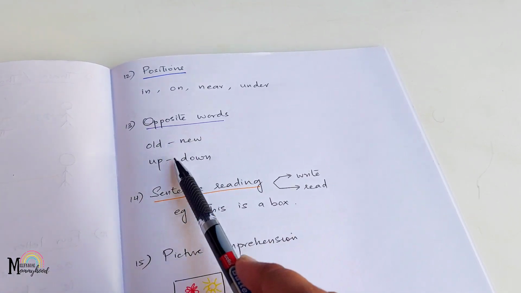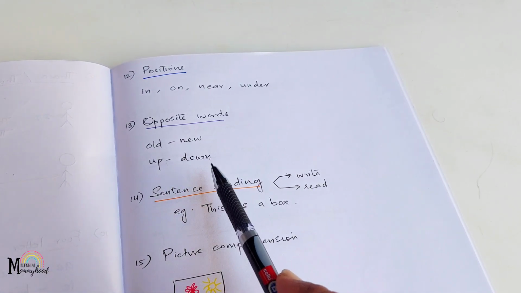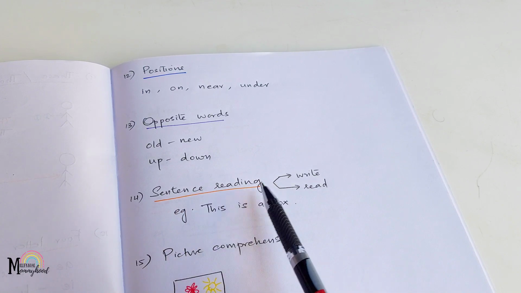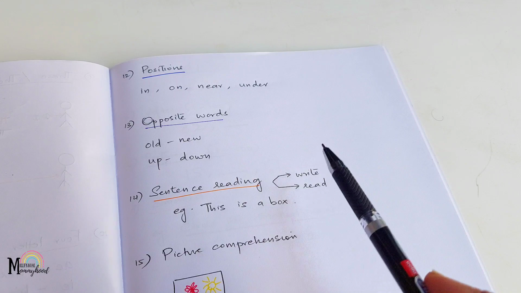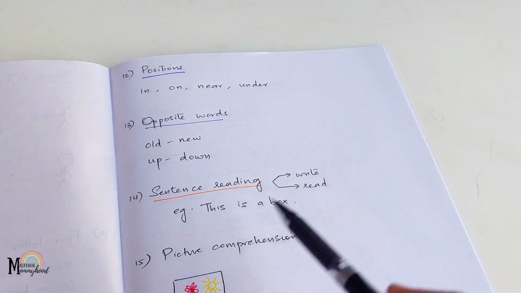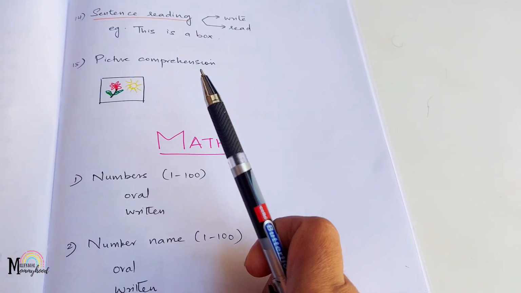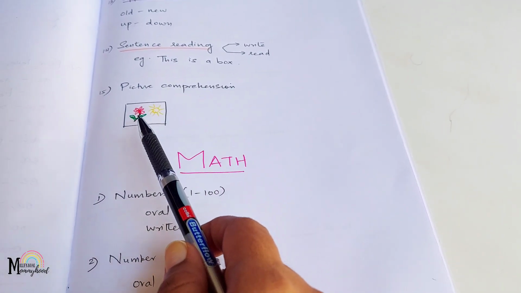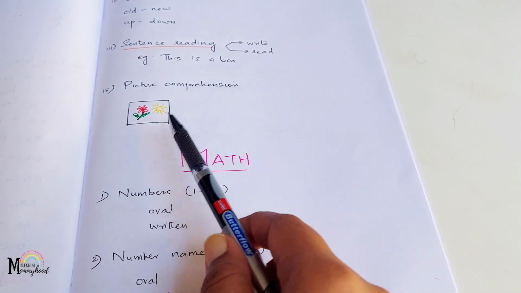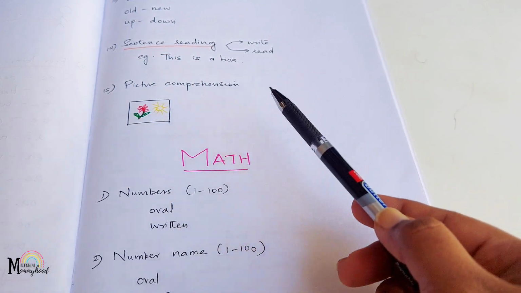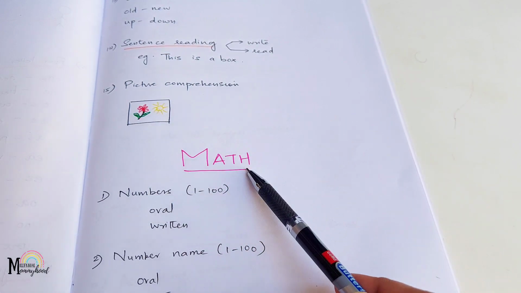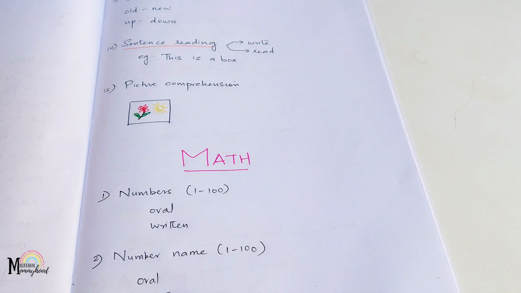Next comes sentence reading. In sentence reading, they will have both written and oral forms. For example, this is a box. Very small, simple, short sentences are given for the same. Next is picture comprehension, wherein one simple picture will be given and many questions based on that will be asked to write. For example, what is the color of the flower, how many flowers are there, and so on.